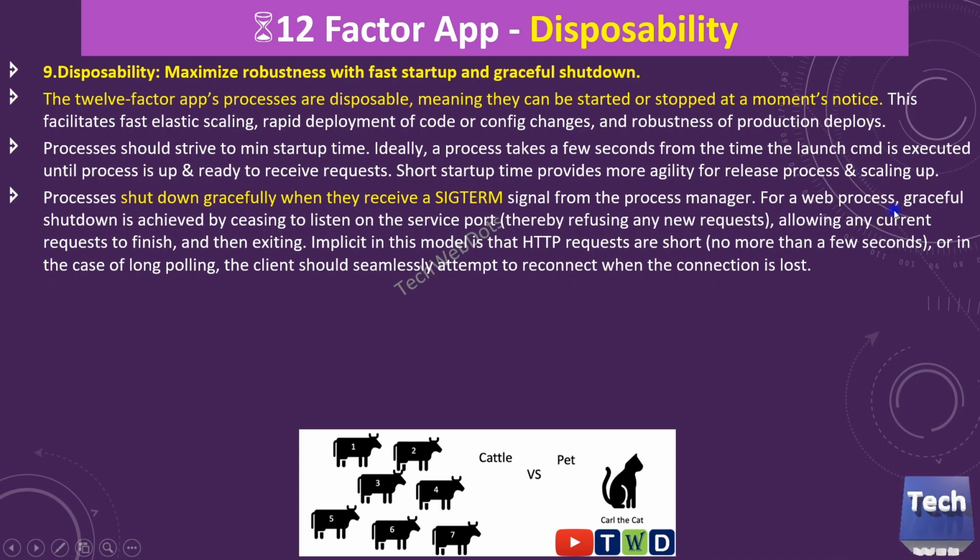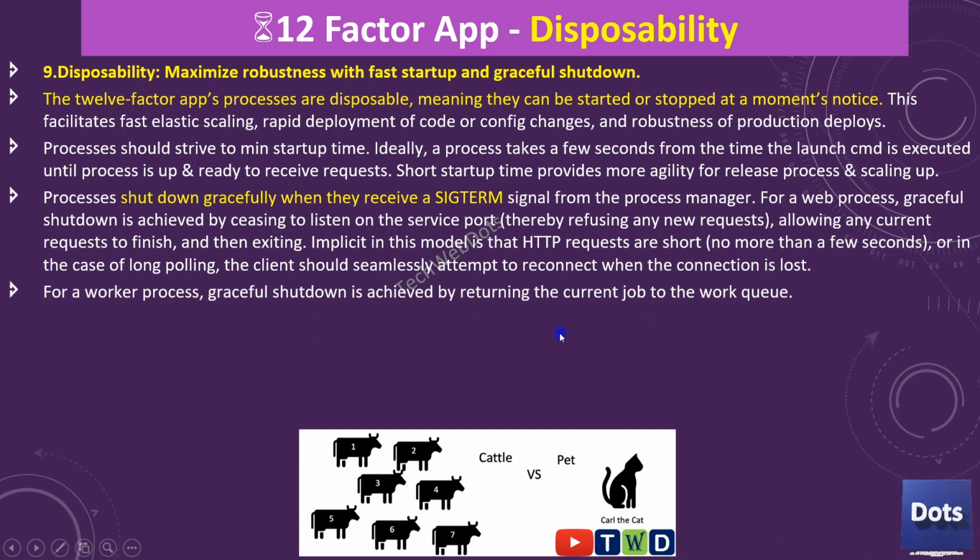For a web process, graceful shutdown is achieved by ceasing to listen on the service port, thereby refusing any new requests and allowing any current requests to finish, and then exiting. Implicit in this model is that HTTP requests are short, no more than a few seconds, or in the case of long polling, the client should seamlessly attempt to reconnect when the connection is lost.